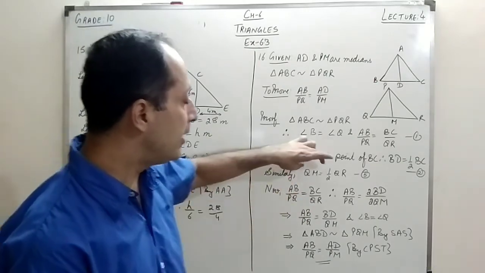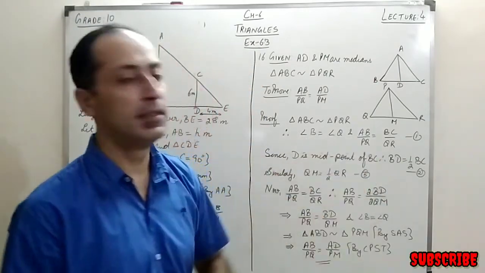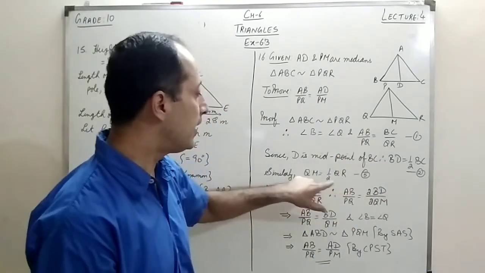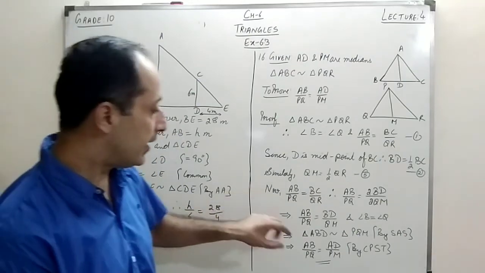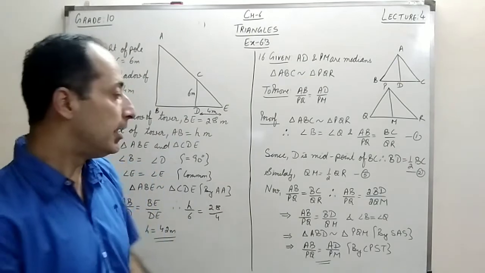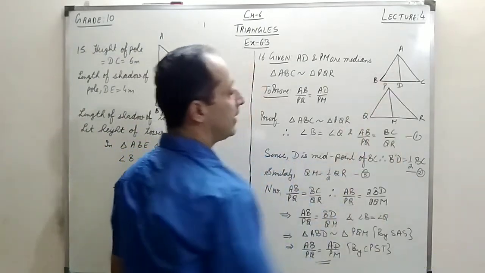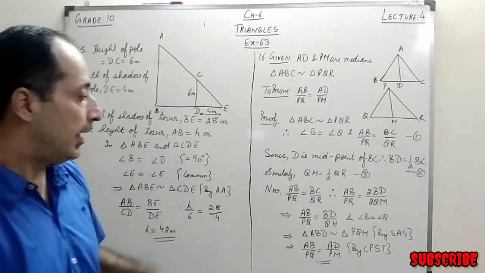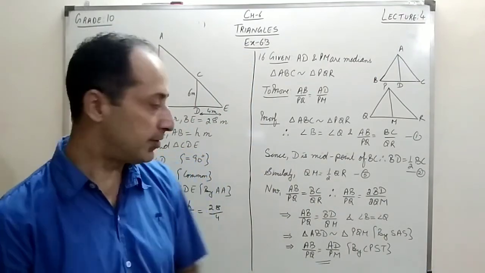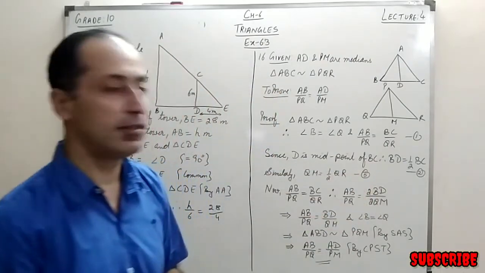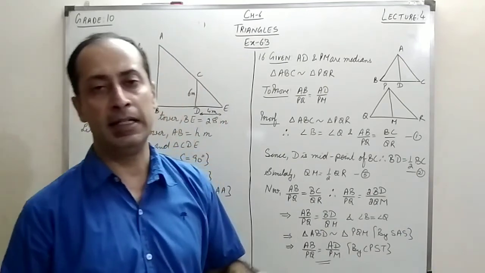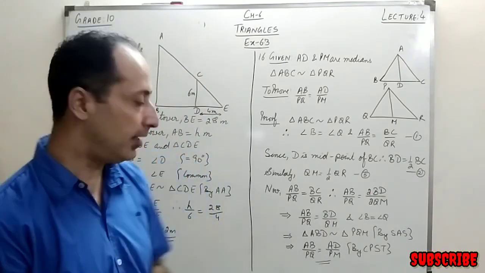Now what I do, I use these two things in the first relation. Instead of BC, I write 2BD. Instead of QR, I write 2QM. Now what I get is AB by PQ is equal to BD by QM. Now these are the sides again of triangle ABD and PQM, and also angle B is equal to angle Q, which we have already written in the first. And using these criteria, we prove that the triangles are similar. So ABD is similar to triangle PQM by SAS similarity criteria.